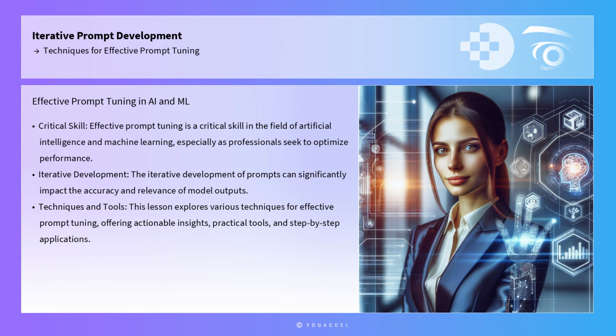Effective prompt tuning is a critical skill in the field of artificial intelligence and machine learning, especially as professionals seek to optimize the performance of language models. The iterative development of prompts can significantly impact the accuracy and relevance of model outputs, allowing for more precise and beneficial results. This lesson explores various techniques for effective prompt tuning, offering actionable insights, practical tools, frameworks, and step-by-step applications that professionals can implement directly to enhance their proficiency in this area.